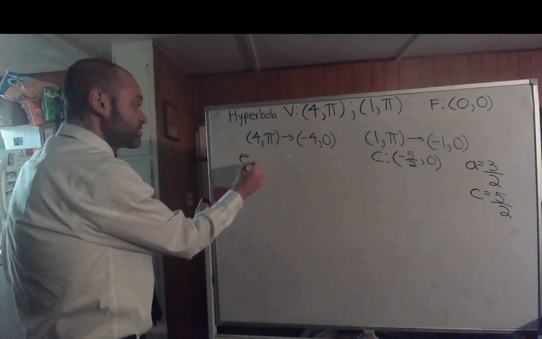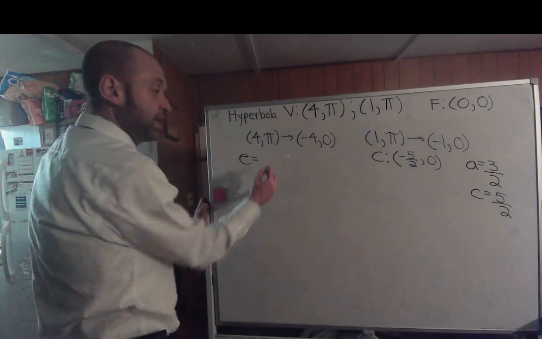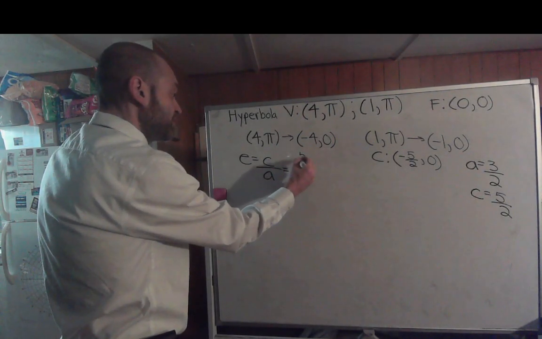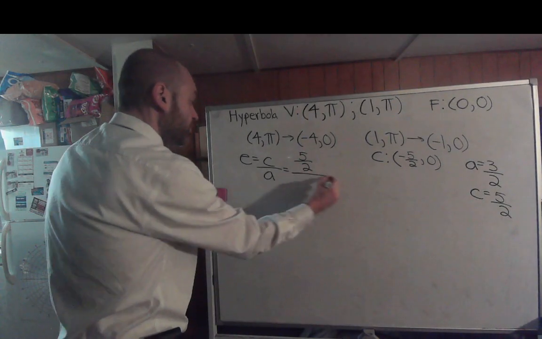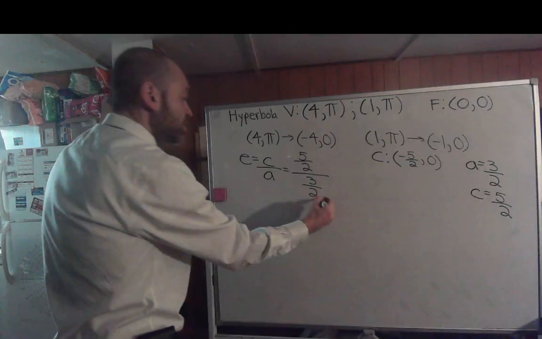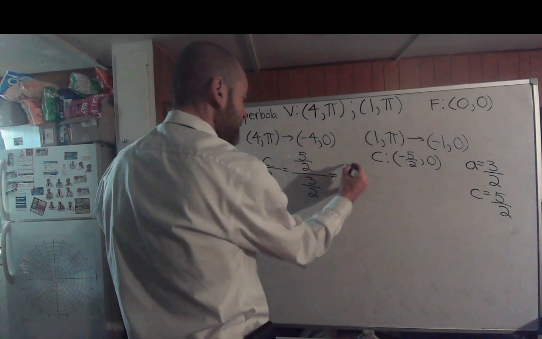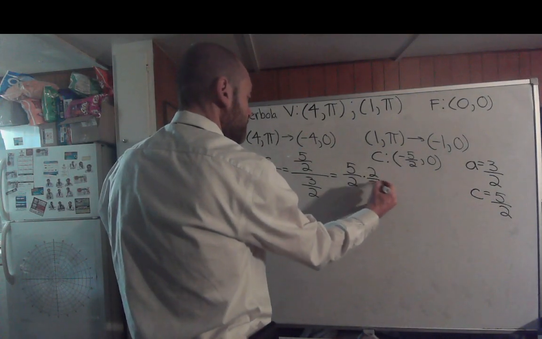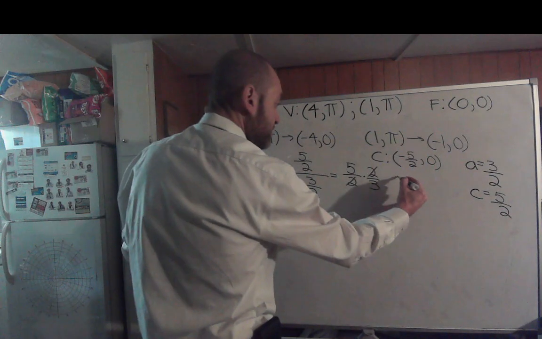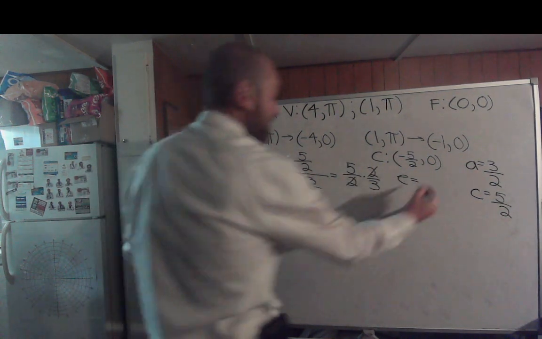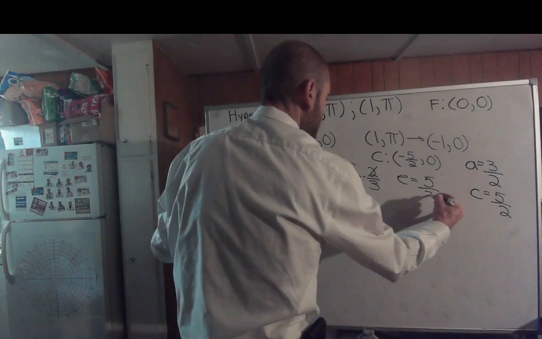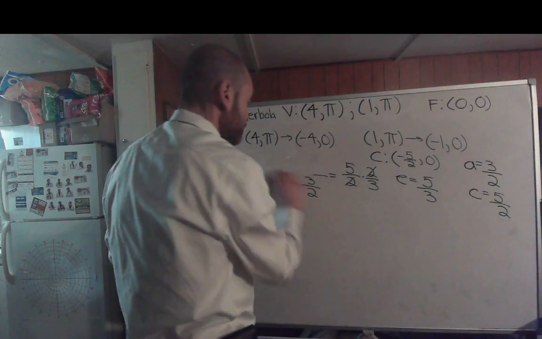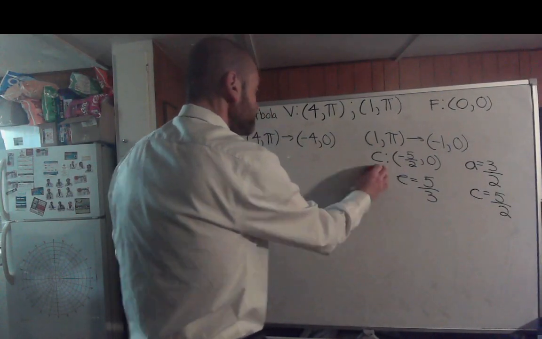Let's find the eccentricity. So E equals C over A, which in this case is 5/2 over 3/2, which will invert and multiply the fraction. That would be 5 over 2 times 2 over 3. Well, that gives you your eccentricity to be 5/3, which falls in line for a hyperbola being greater than 1 with the eccentricity. So that actually works.